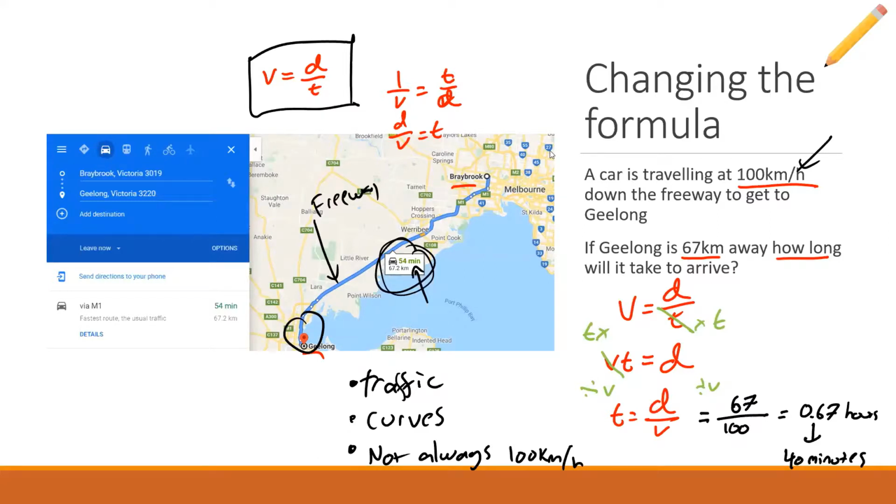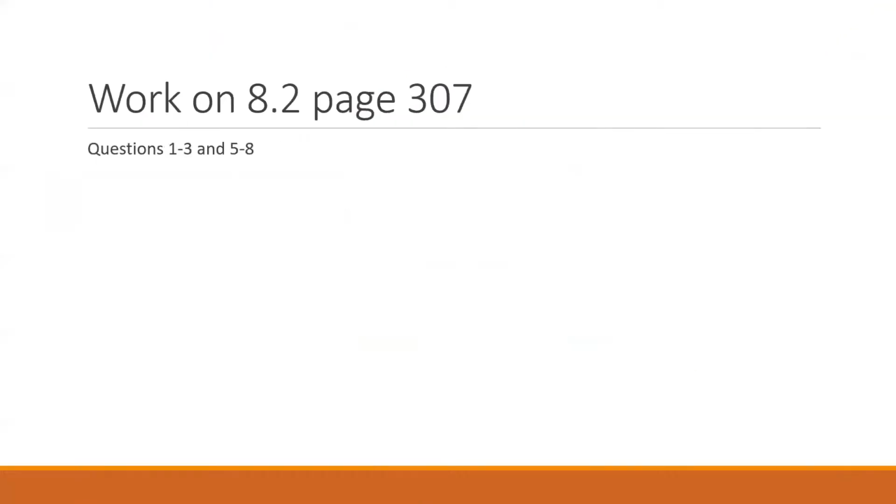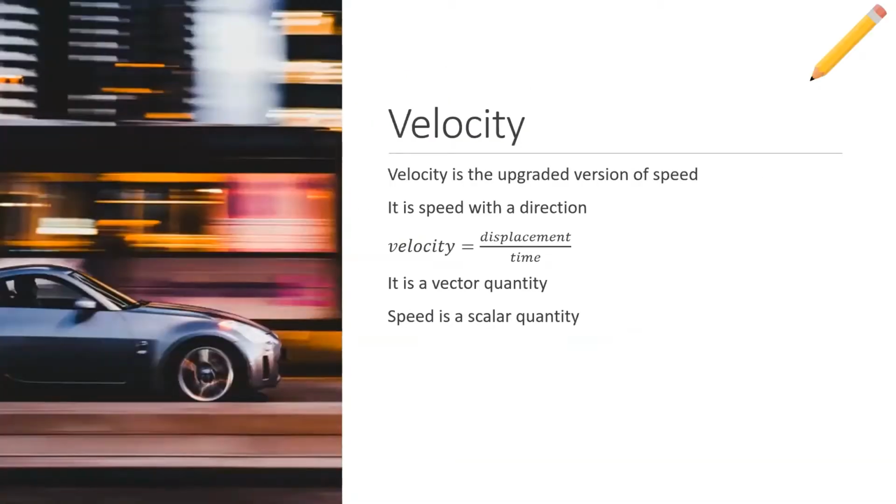Let's now look at the last topic, which we've got about 15 minutes to do. So the last topic is velocity. Now, velocity is like an upgraded version of speed. It is very similar to how displacement is an upgraded version of distance, except velocity, instead of being distance over time, is displacement over time.